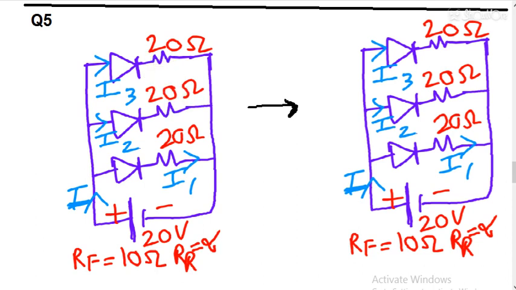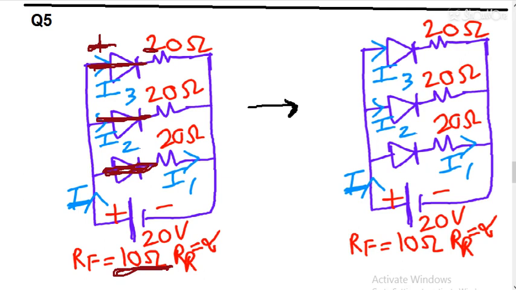So here you can see this is the positive terminal of the battery, positive and negative. So that means this will be forward bias, this will again be forward bias, positive negative, this is again forward bias. So in this question all three diodes are forward bias and the forward bias resistance is given here as 10 ohm.